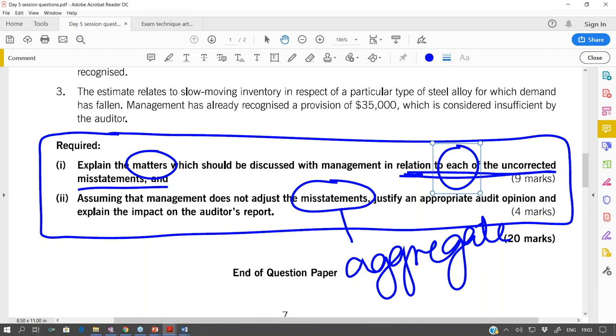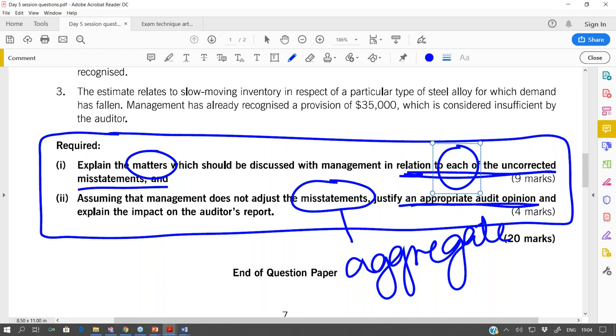Is everyone getting that? Each means single. But in the second part, the examiner says, assuming that the management does not adjust the misstatements, all the misstatements, right? So the examiner is taking the misstatements into the aggregate form. Justify an opinion. The examiner is saying justify an opinion, and that means a single opinion, right? Is everyone getting that point?